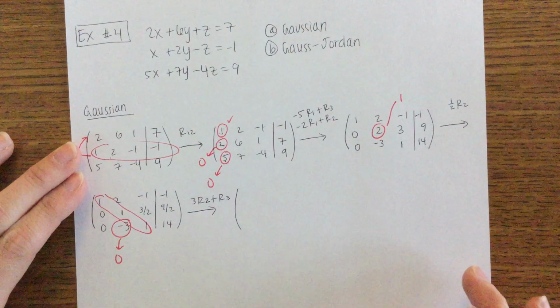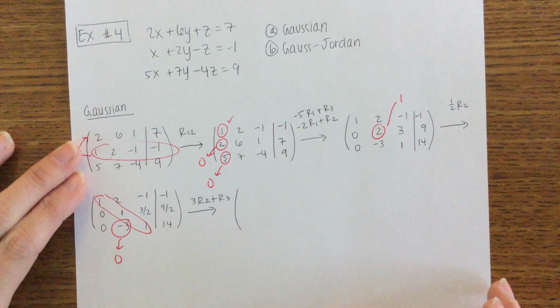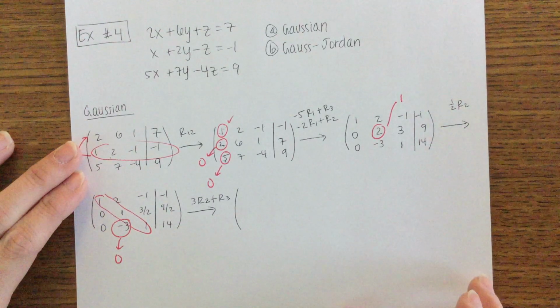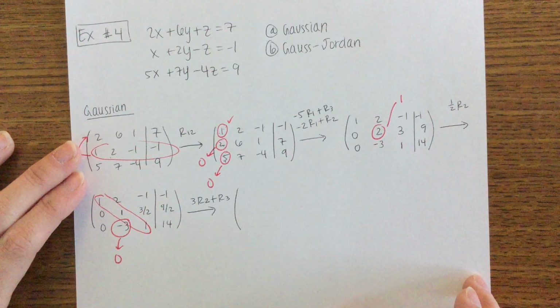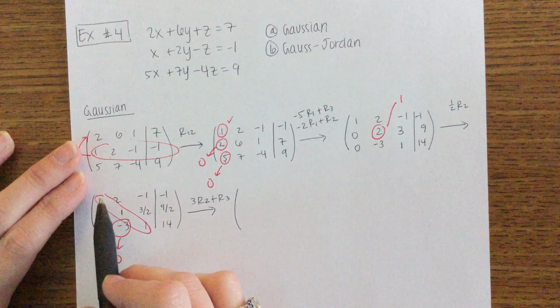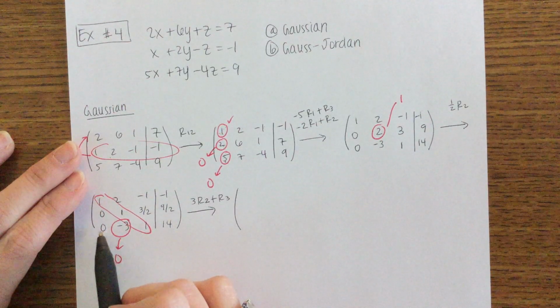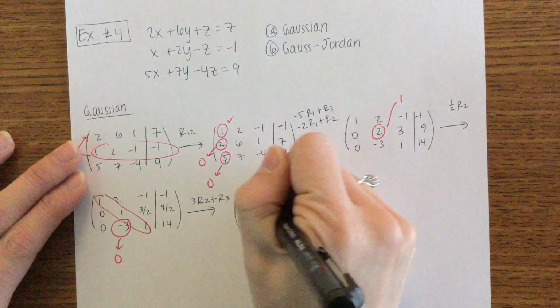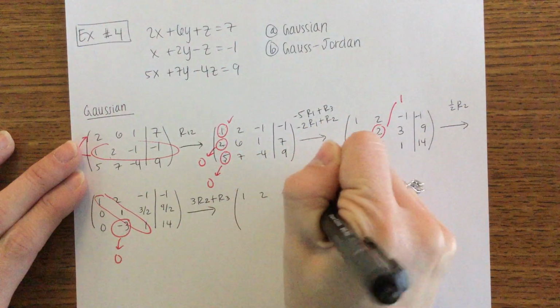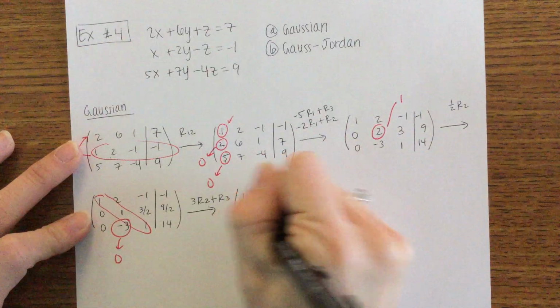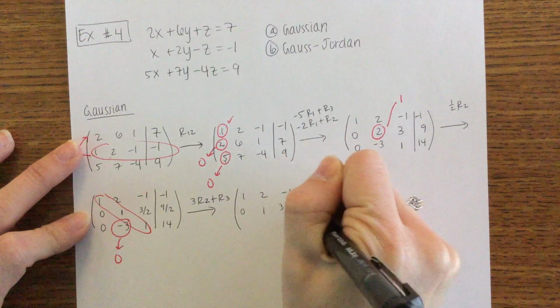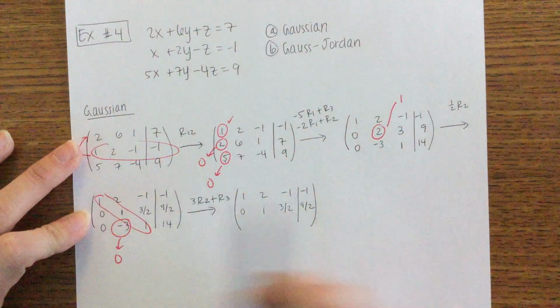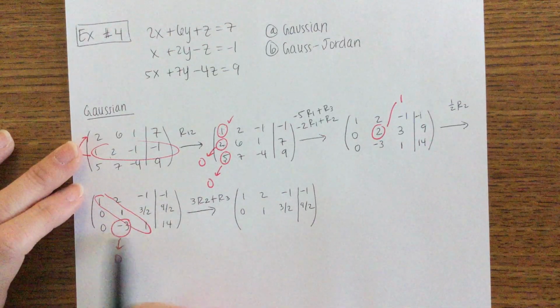Could I use row 1? Yeah, then I would end up with a number here again, so counterproductive. So we have to use row 2. So then second row stays the same. Okay, I'm multiplying this row by 3 and adding it to the third row.